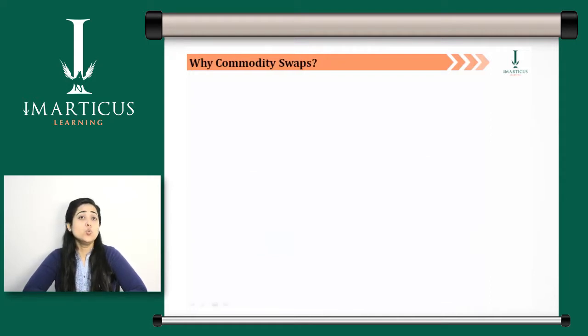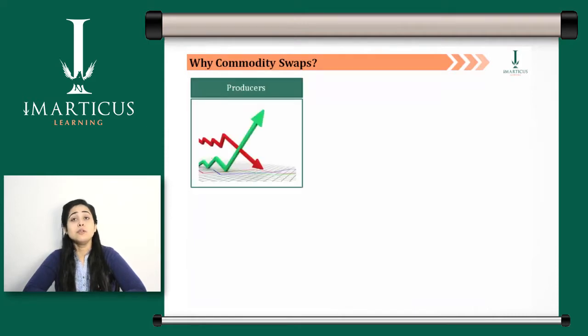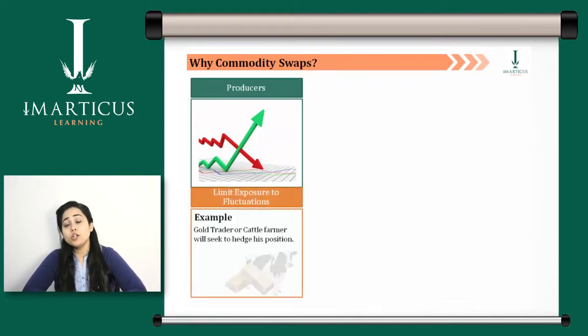So why do we need commodity swaps? The commodity producers must manage and limit their exposure to fluctuations in the prices for their products. They are primarily concerned with fixed prices on contracts to sell their commodities. For example, a gold producer will want to hedge losses related to the fallen price of gold for his current inventory, while a cattle farmer will seek to hedge his exposure to changes in the price of the livestock.